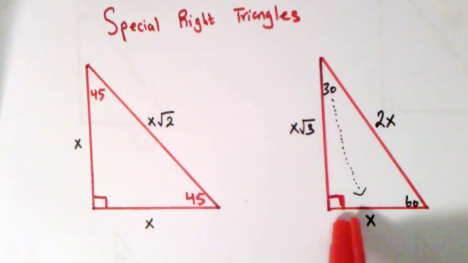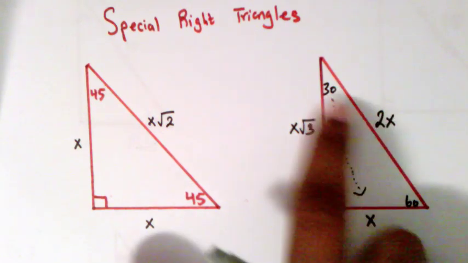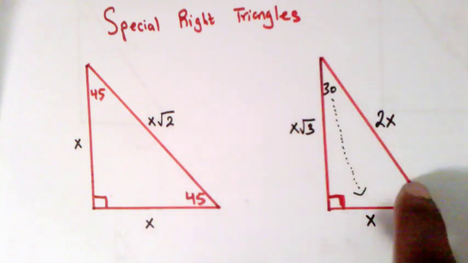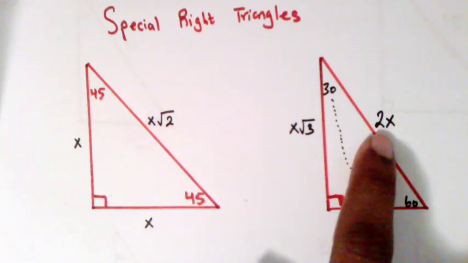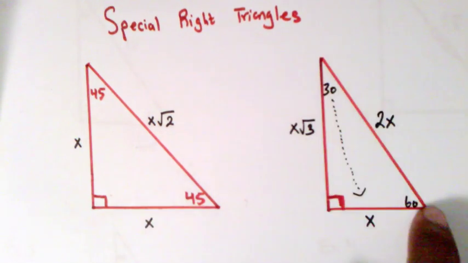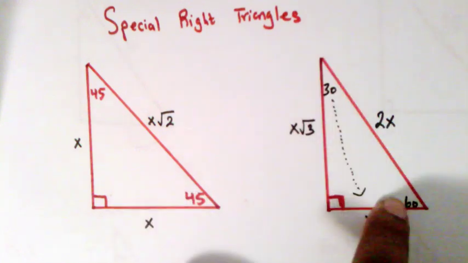30, 60, 90. Well, I usually start out with my hypotenuse, which is right here, and that's what I labeled 2 times x. Now, what's x? X is just some number, okay? Suppose it's 5, right? That would make my hypotenuse 10, right? 2 times 5 would give me 10.